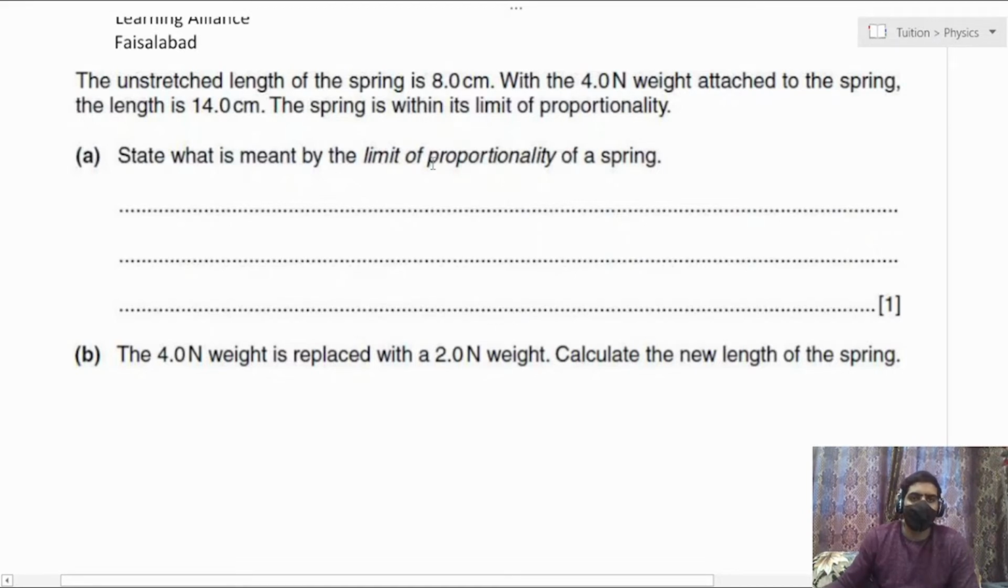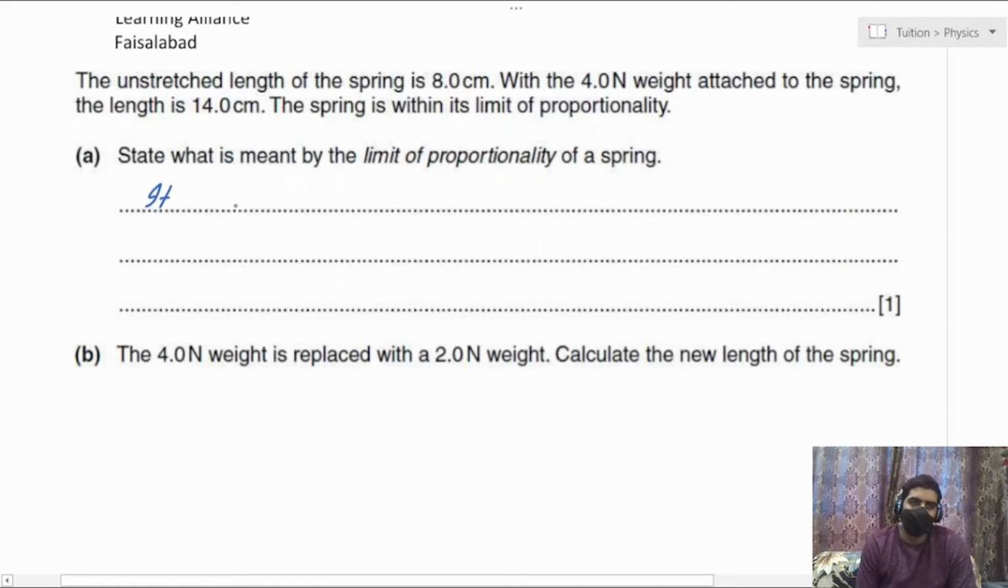State what is meant by the limit of proportionality of a spring. All right, the first one has nothing to do with the above mentioned statement. It is just a facts based question, a data and information based question. Limit of proportionality.